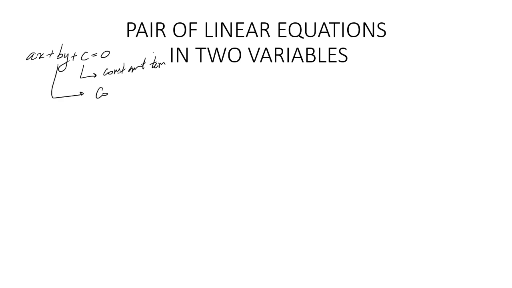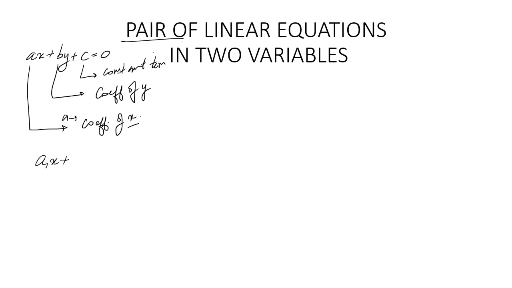b is coefficient of y and coefficient of a is coefficient of x. But we have pair of linear equations. Now, in general, we write pair as a1x plus b1y plus c1 is equal to 0, a2x plus b2y plus c2 is equal to 0. We'll be considering these pair of linear equations.